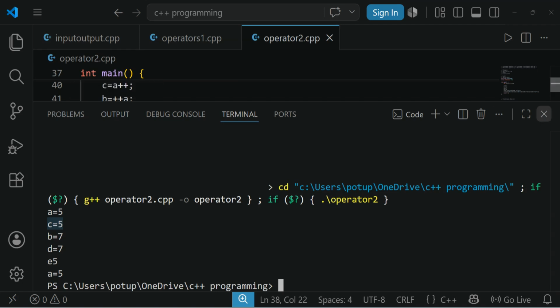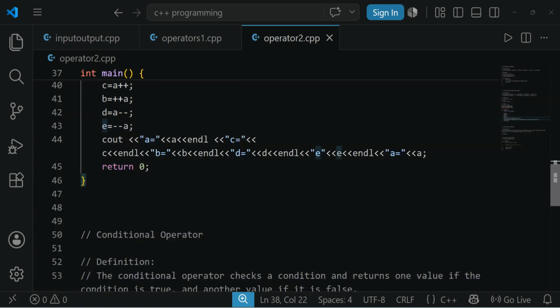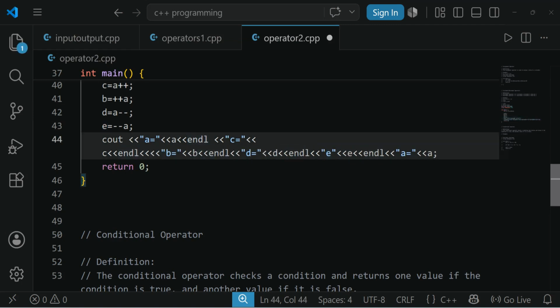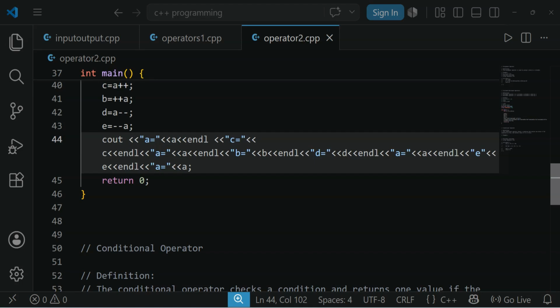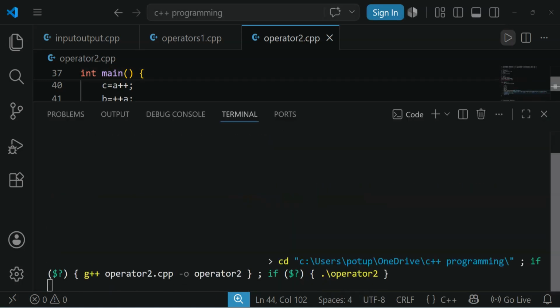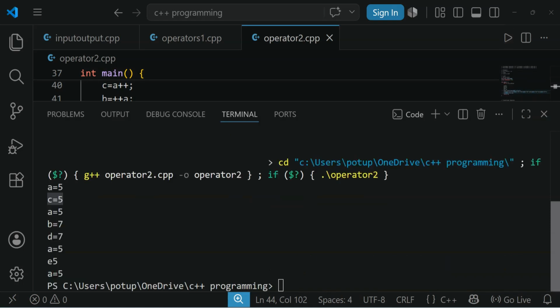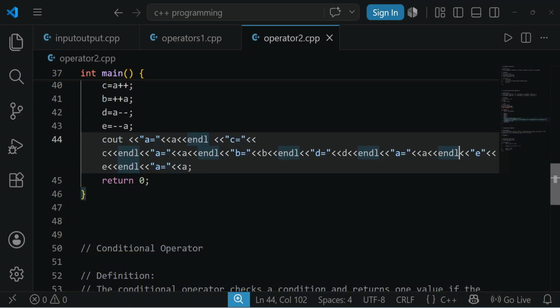But whereas here, let me write it over here. After c also, let me write that. Let me pause the video. Here you can see. Let me run this program now. Okay, wait.